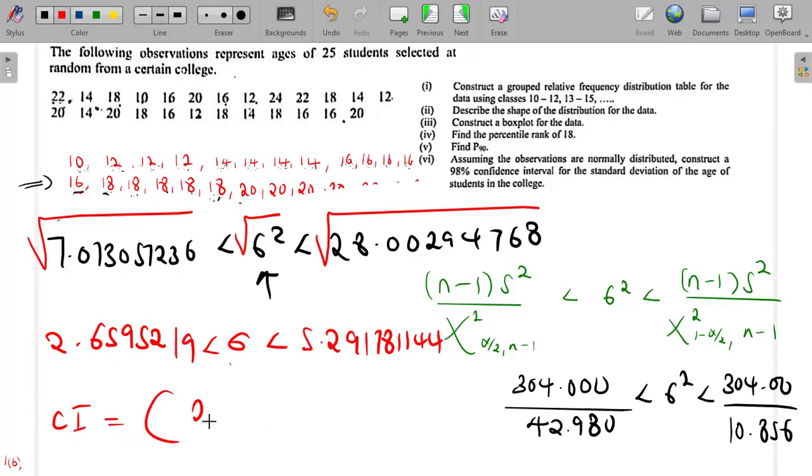So the confidence interval is 2.6595, comma, on the other side 5.2917, which should be rounded off to 8. So this here is the confidence interval at 98% confidence for the age of the students, for the standard deviation.